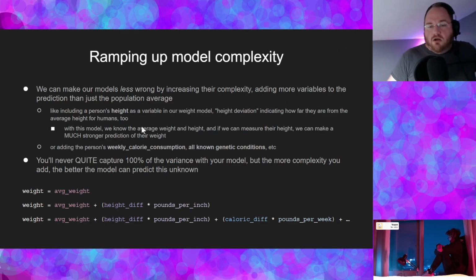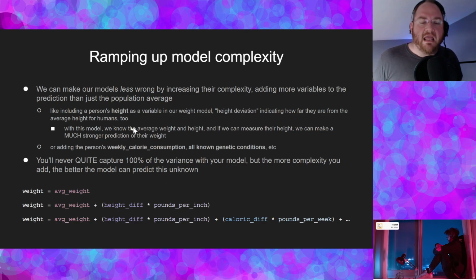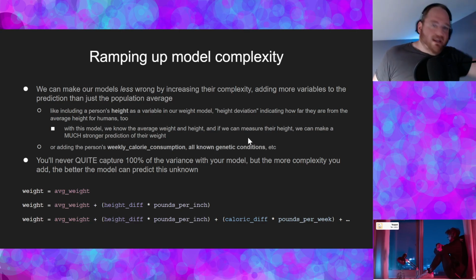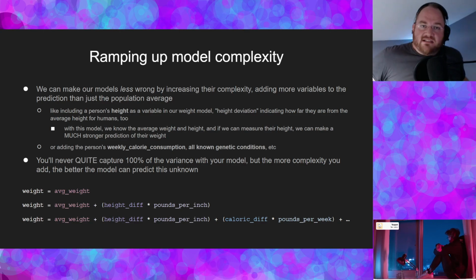So with this model, we know the average weight and height, and if we can measure their height, we can make a much stronger prediction about their weight, right? You can continue to make this more and more complex. Add their weekly calorie consumption, because that's certainly going to be a determinant of weight. Add all their known genetic conditions, because that'll be a determinant of their weight. Add their resting metabolic rate. Add anything that you can figure out about how they live and how they exist in their physical form, and you'll have a better and better chance of doing a good prediction on what their weight is, right?